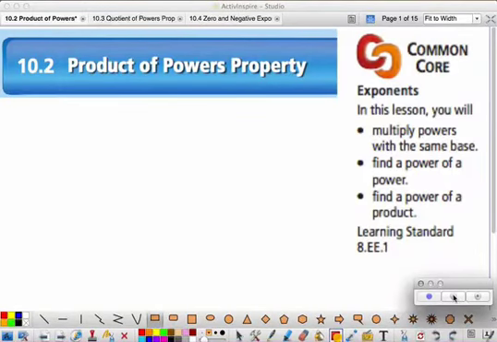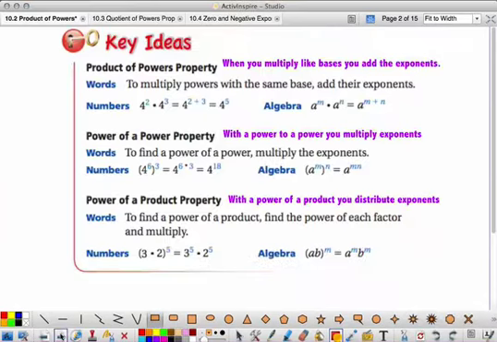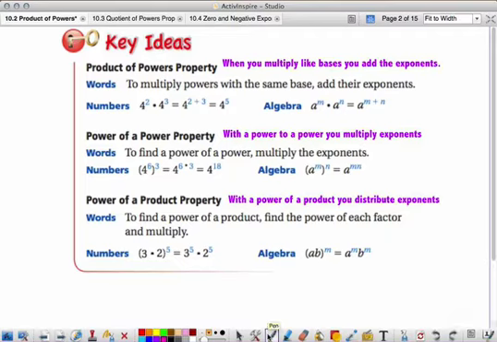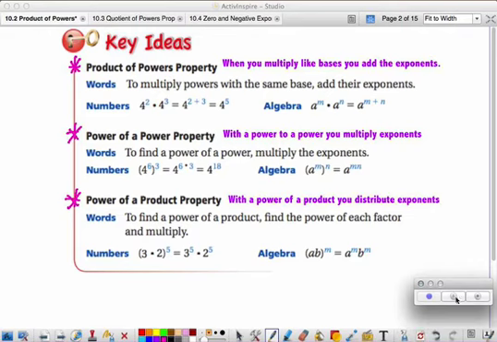Today we have a lesson on product of powers properties. There are three different properties that have to do with multiplying powers. I'm not going to read all this to you, but you can see the three different ones. We have the product of powers property, the power of a power property, and the power of a product property.